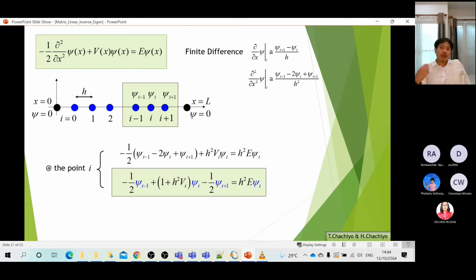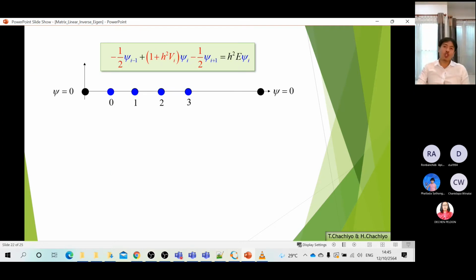And I can try to put some color into this math formula. I can paint the unknown function with the blue color. That's my blue color: psi i minus 1, psi i, psi i plus 1 here. By the way, in my research career, when I do my research, I always paint my equation with color so I can see the pattern better. So what do we do next?